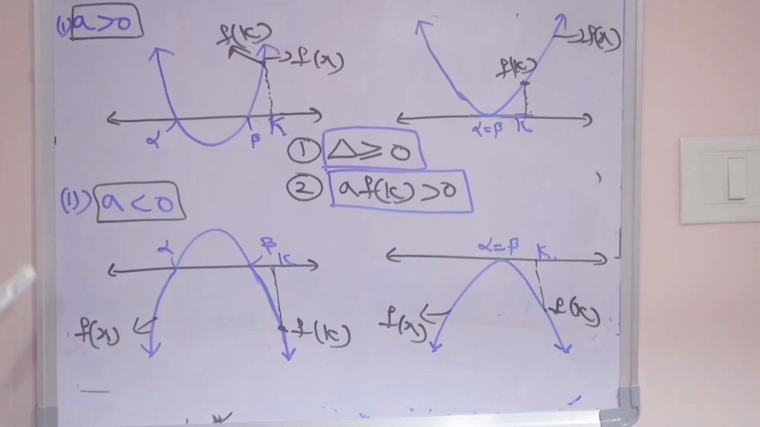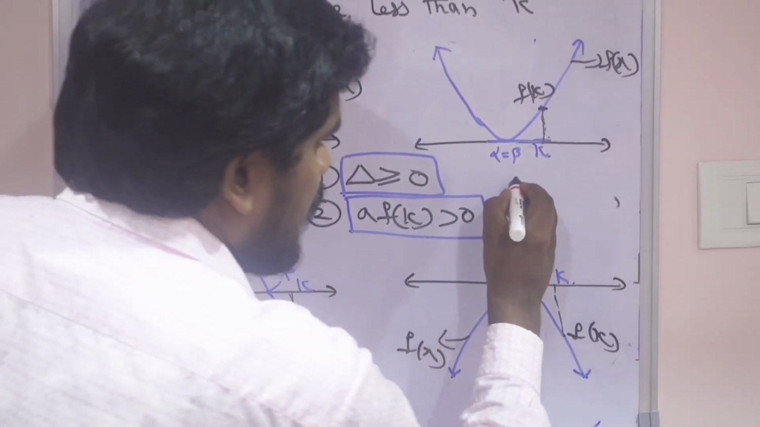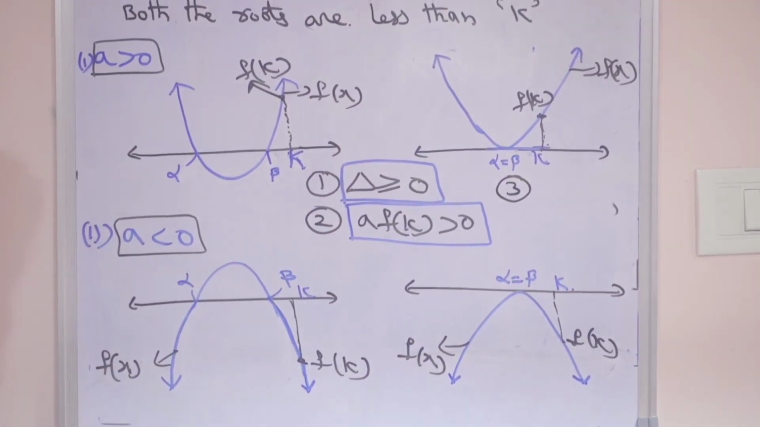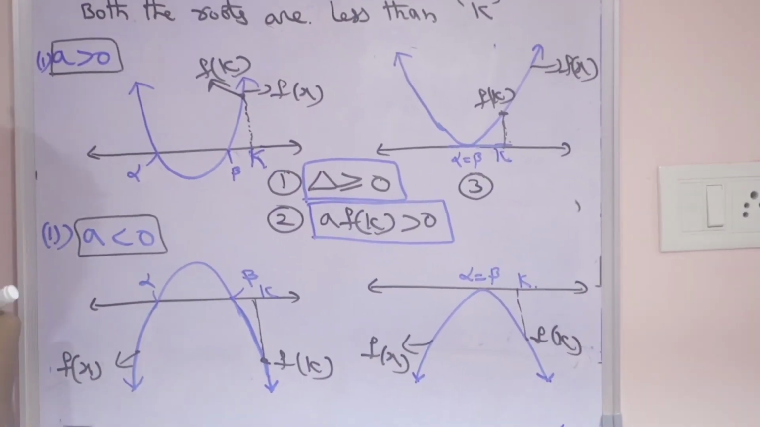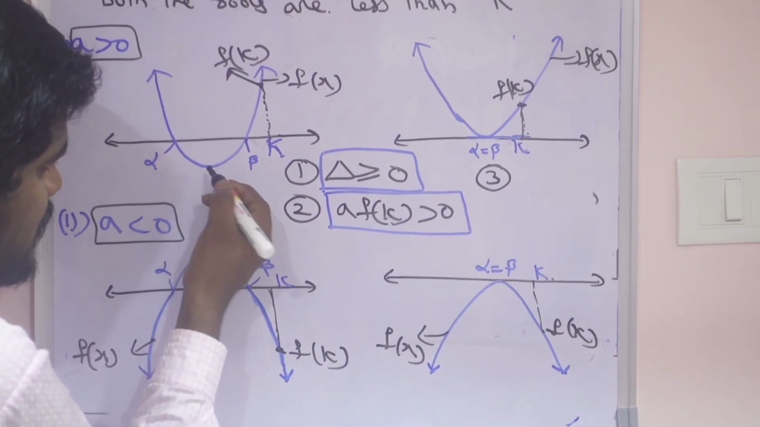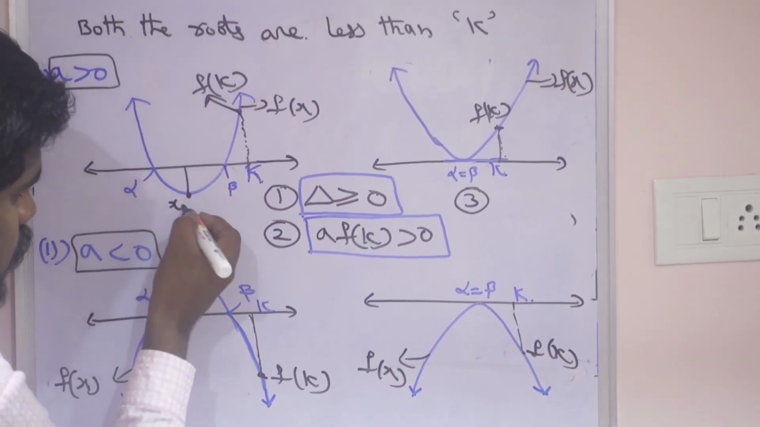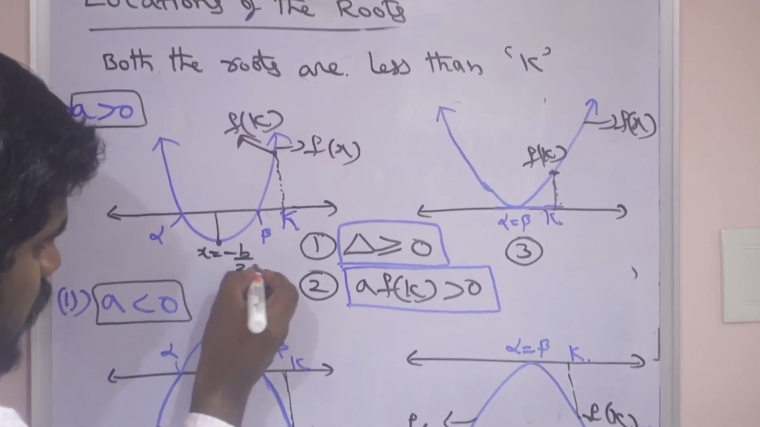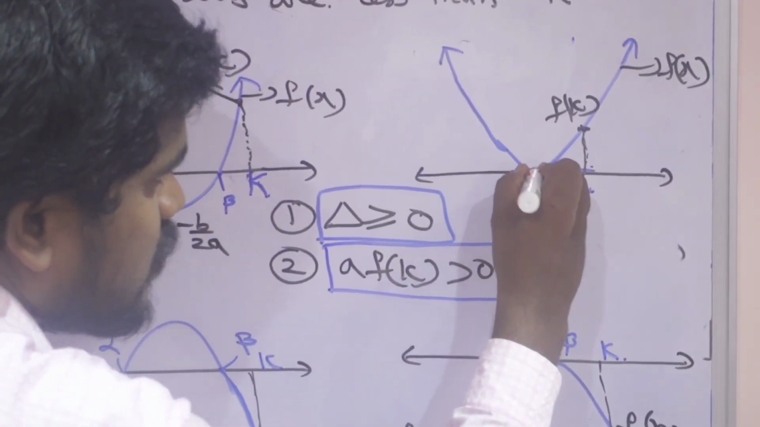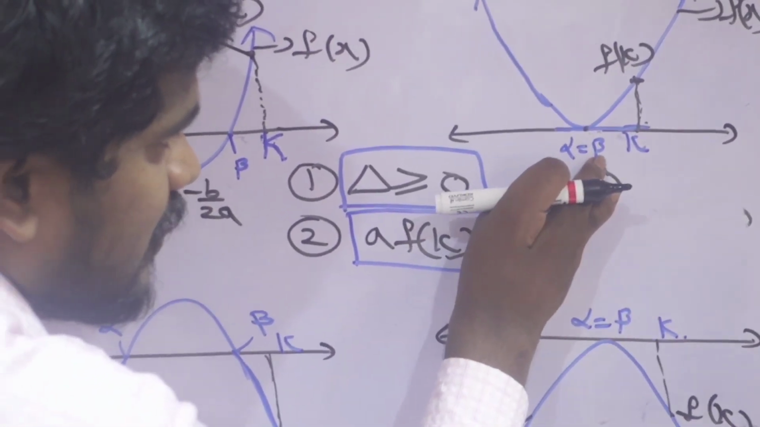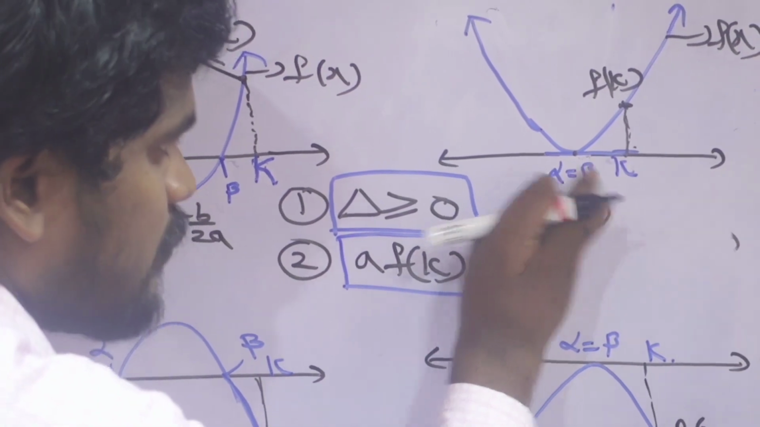And the third important one is, first of all, the vertex. This is called the vertex, as we discussed today. This vertex x value is how much? X is equal to minus b by 2a. Here also the vertex is there. This vertex is x equal to beta, so alpha is equal to beta is equal to minus b by 2a only.